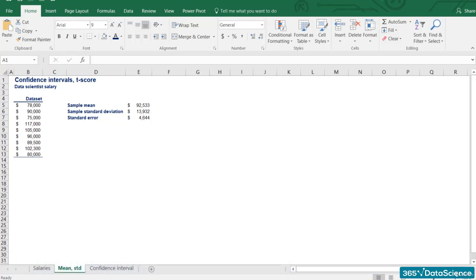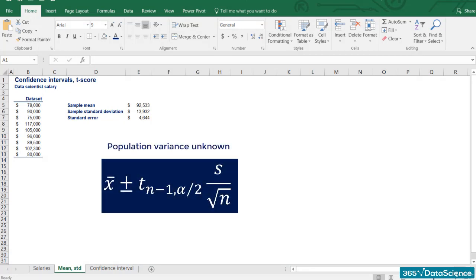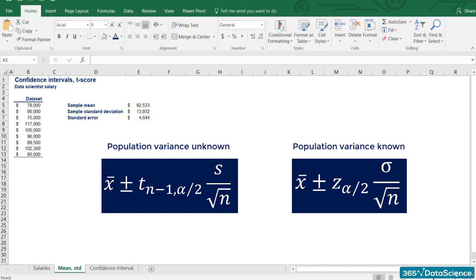Here's the formula that allows us to find a confidence interval for the mean of a population with an unknown variance. Let's compare it with the formula we use when the variance is known. There are 2 key differences. First, instead of a z-statistic, we have a t-statistic. And second, instead of population standard deviation, we have sample standard deviation. Otherwise, everything is the same.